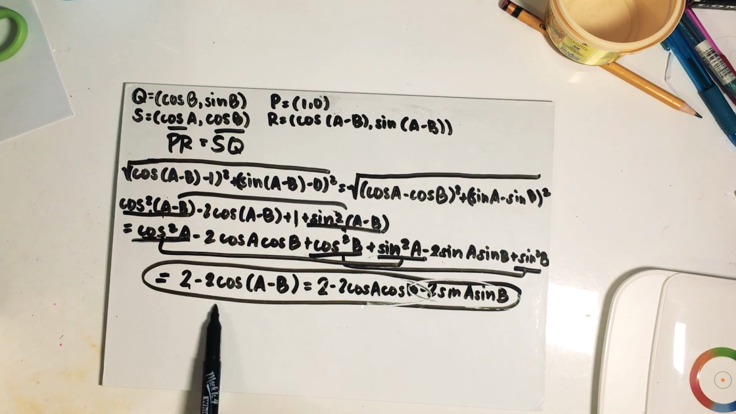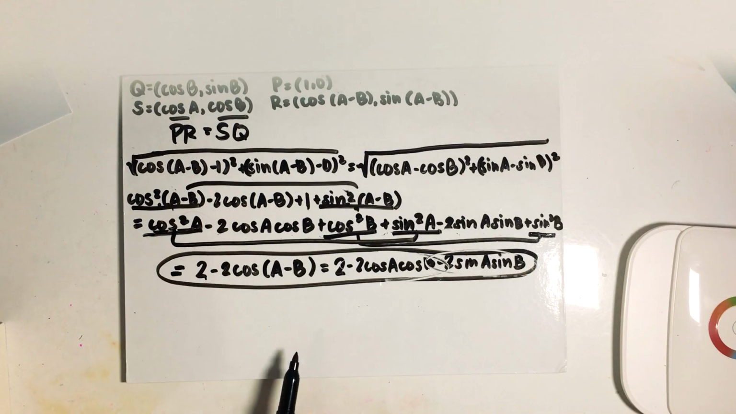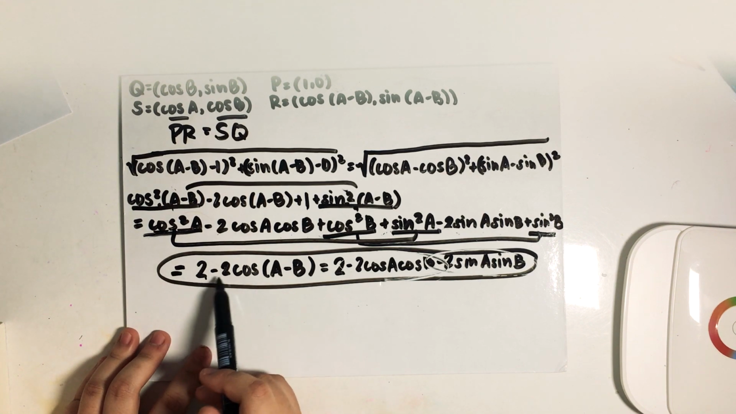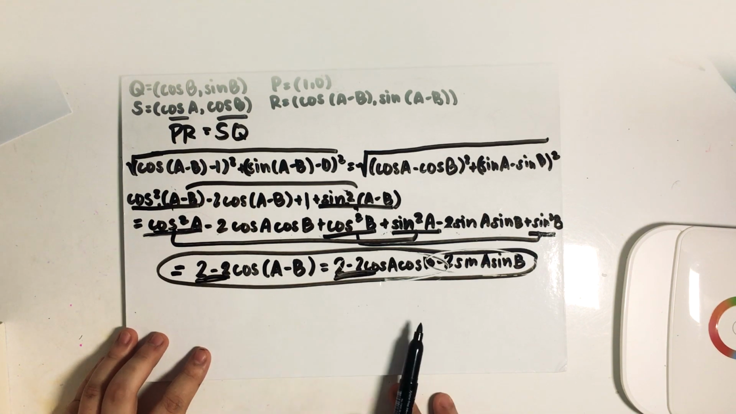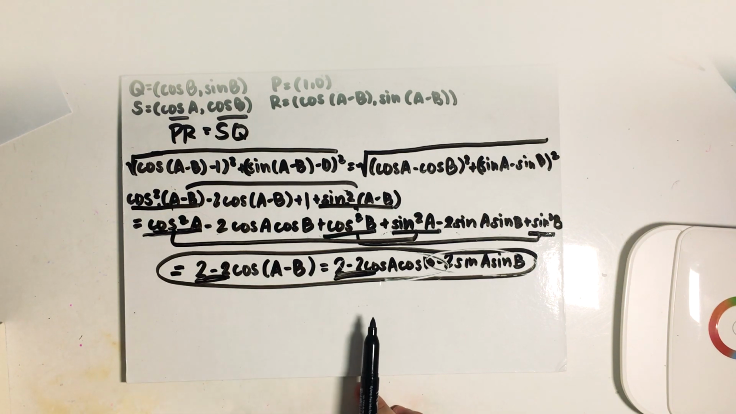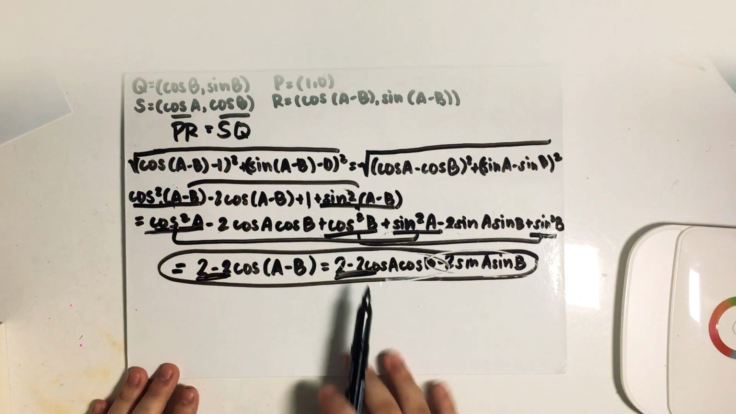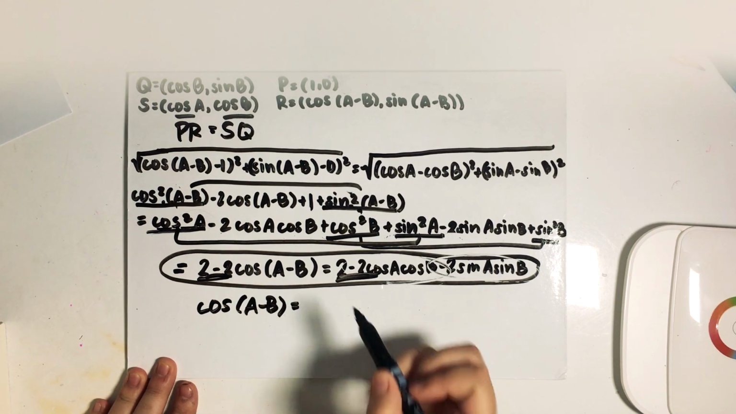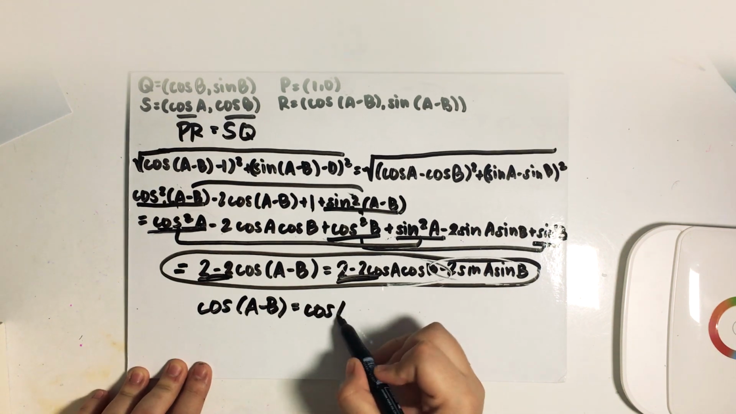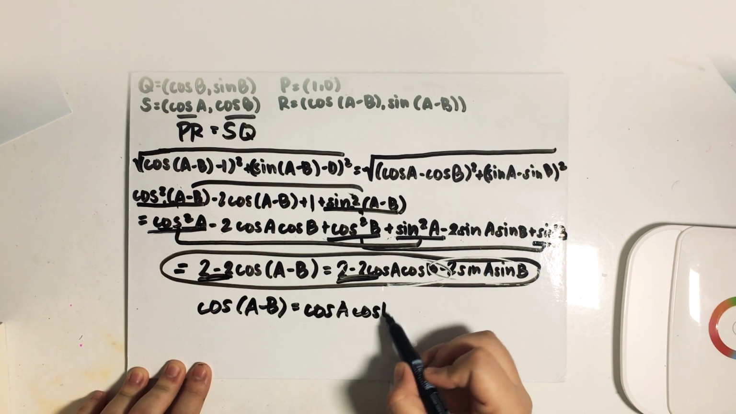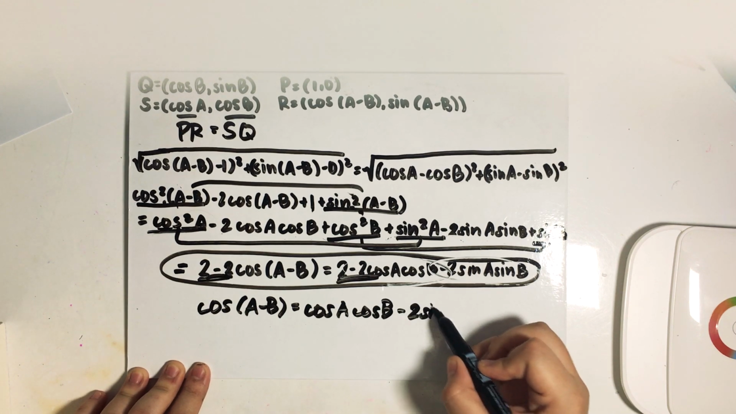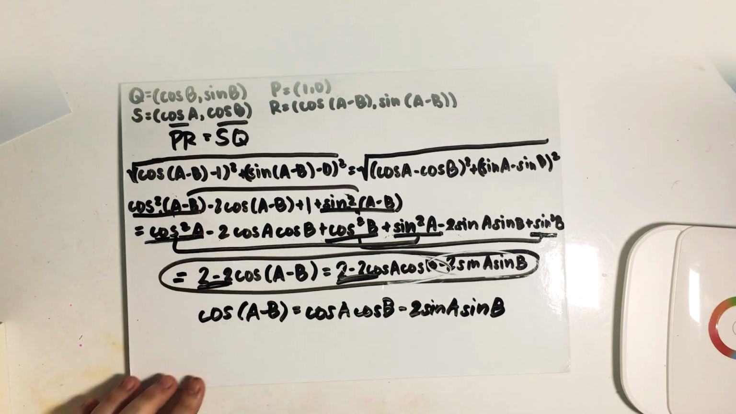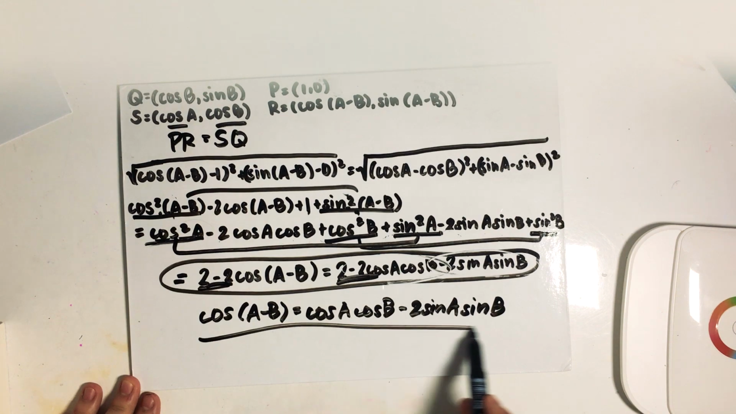So that's the simplified value. What we're going to do now is divide both sides so that this would be removed. So we're going to divide both sides by -2. So the value that would be left would be cosine (A minus B), which is equal to cosine A cosine B minus cosine A sine B. So this is the final answer.